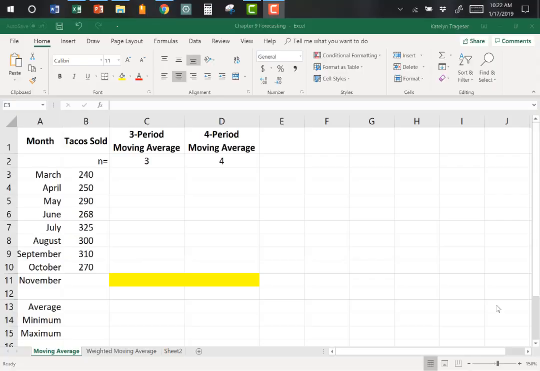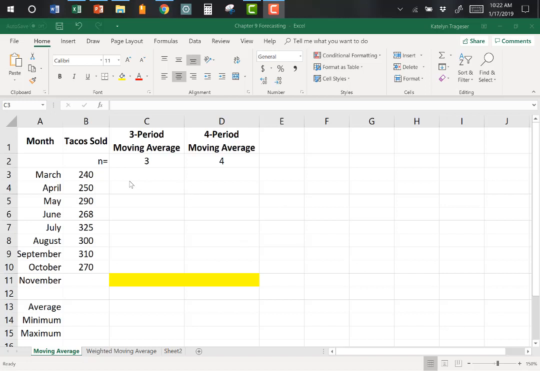Hey everyone, real quick we're going to run through a moving average forecasting example. First we're going to look at a 3-period moving average and then we'll look at a 4-period moving average. So let's just say that on the weekends I have a taco truck, and over the last few months I have recorded the number of tacos sold, and I need to figure out or forecast how many tacos I think I'm going to sell in the month of November.